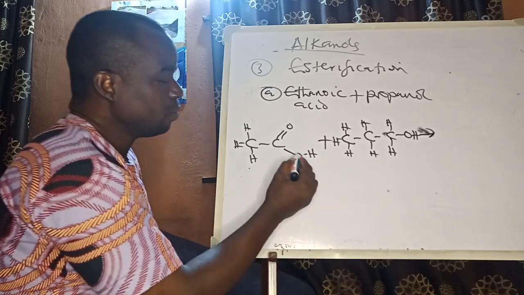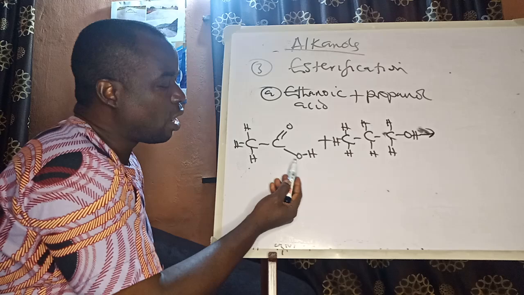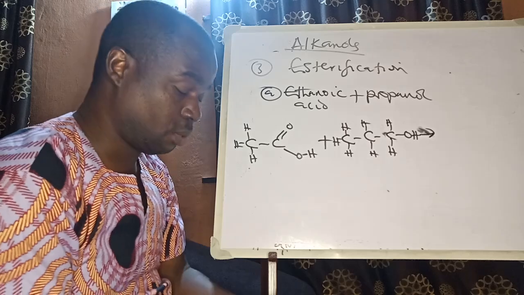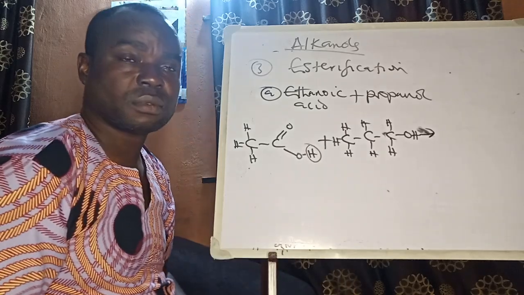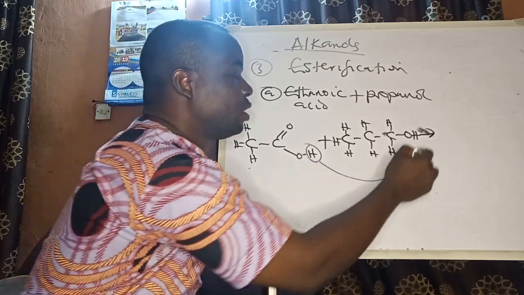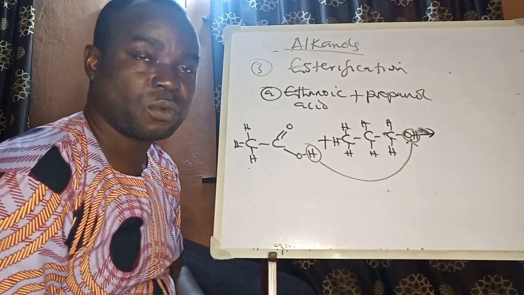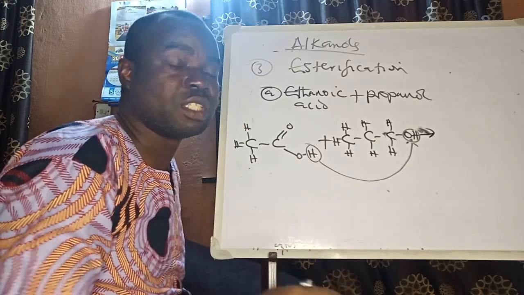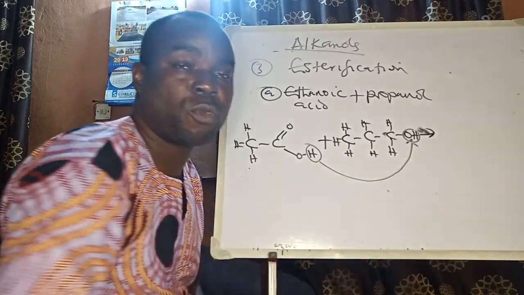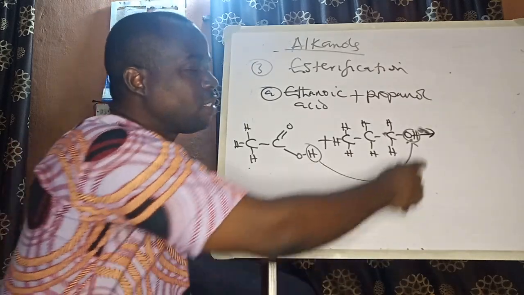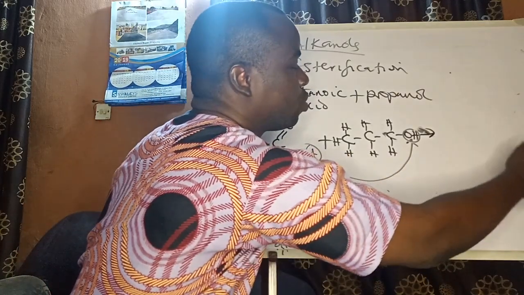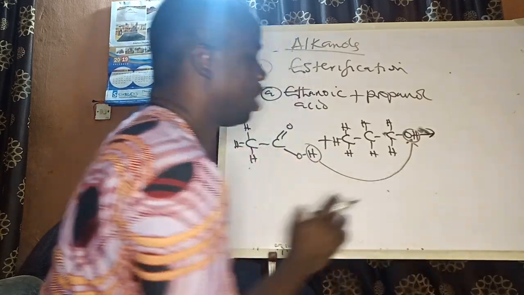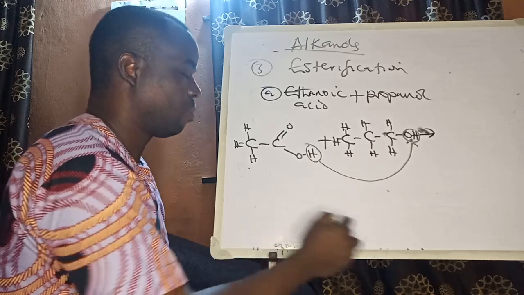Now, anytime an alkanoic acid is reacting with an alkanol, watch what happens. This H here, we go and marry this OH here. Follow. This H here will go and marry this OH here. Anytime in chemistry, H marries OH, they form water. So once this H marries this OH, we are going to have water as a product. So I will keep it here. Let me write the water here. So water will be here.